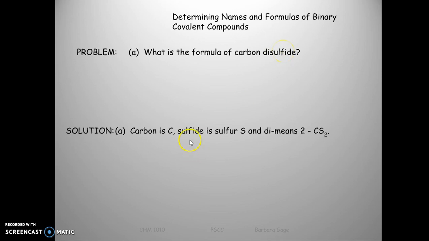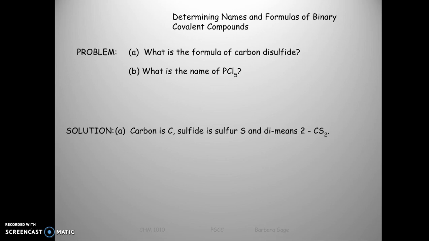Here's the solution. Carbon is just written by itself. There's no prefix here, so we know that there must be one carbon. Di is the prefix here, so that means there must be two. And sulfide, okay, sulfur must be our other atom. So this is just CS2 when you write that formula. Notice we didn't look at charges, we didn't have to balance anything, we just looked at its name and came up with its formula, CS2.